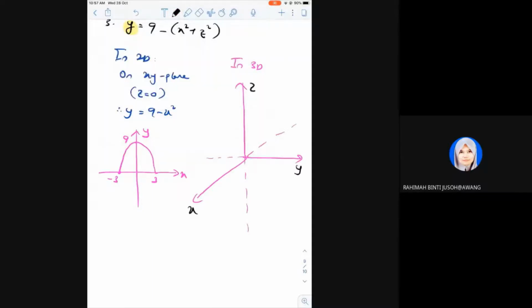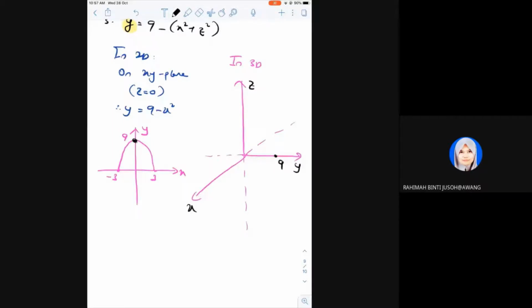X, Y, and Z. Okay, now, how do you transform this? Where is the position, guys? Position dia berada pada Y equals to 9. Okay, Y equals to 9. So, Y equals to 9 in 3D should be here. 9. Okay? Get what I mean? Alright, so it should be like this actually. Kalau you transform betul-betul dia jadi macam ni lah. Lebih kurang macam tu.